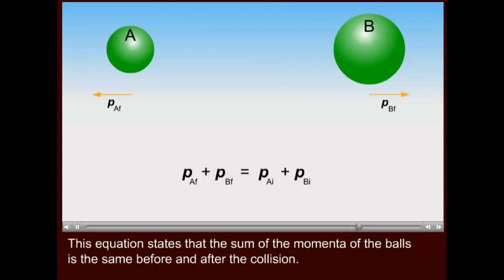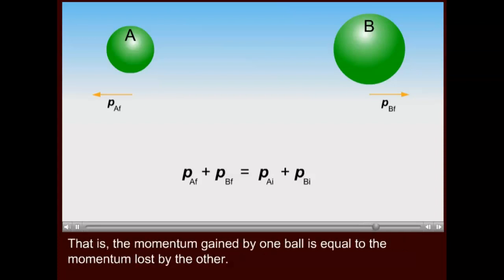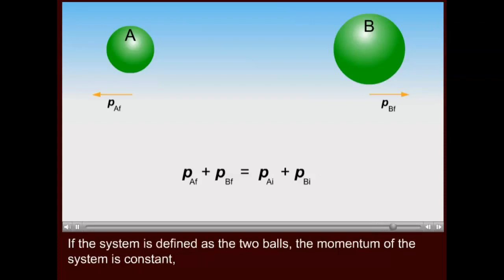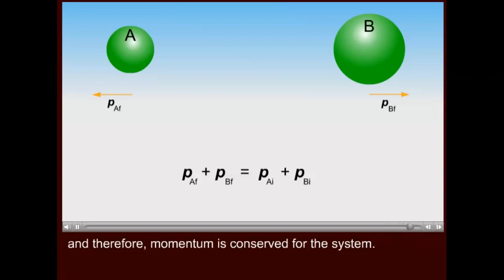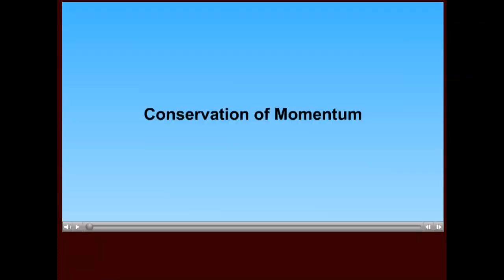This equation states that the sum of the momenta of the balls is the same before and after the collision. That is, the momentum gained by one ball is equal to the momentum lost by the other. If the system is defined as the two balls, the momentum of the system is constant, and therefore momentum is conserved for the system. So that's the conservation of momentum. That momentum is conserved even during a collision.